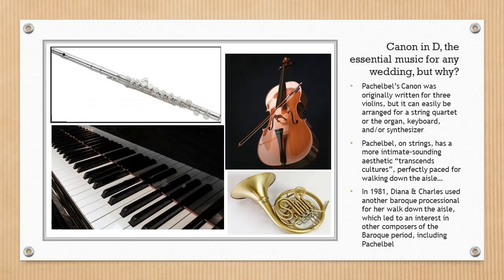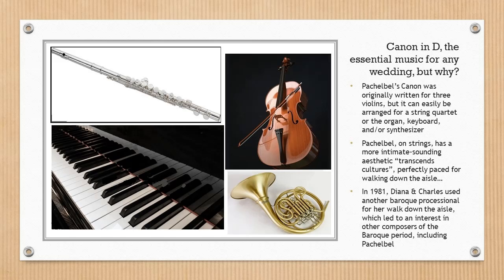So Canon in D, now known as the essential music for any wedding, but why? Well, back in the day, Pachelbel wrote it for 3 violins, but it could be modified to anything arranged like a string quartet or organ, keyboard. And then Pachelbel on strings has a more intimate sounding aesthetic, and it transcends cultures. So that's maybe why we're hearing it.